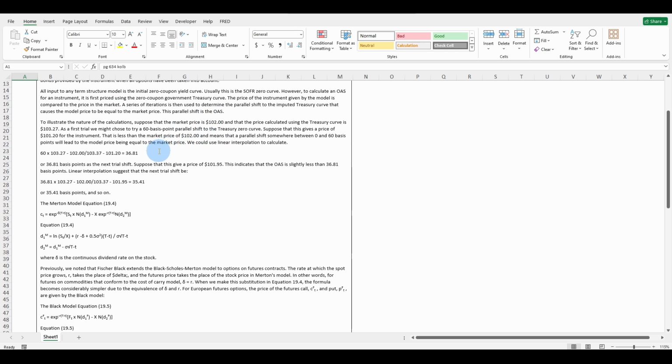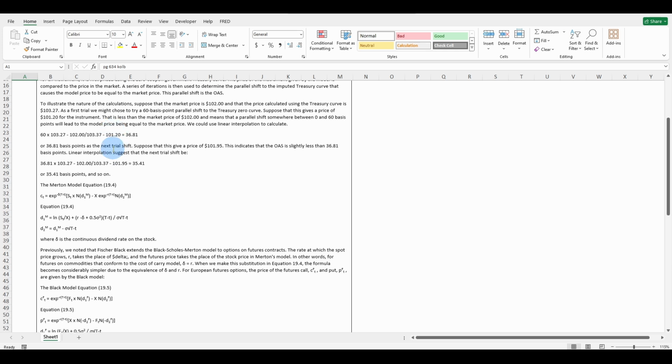To illustrate the nature of the calculation, suppose that the market price is 102 and that the price calculated using the treasury curve is 103.27. As a first trial, we might choose to try a 60 basis point parallel shift to the treasury zero curve. Suppose that this gives a price of 101.20 for the instrument. That is less than the market price of 102. It means that a parallel shift somewhere between 0 and 60 basis points will lead to the model price being equal to the market price.